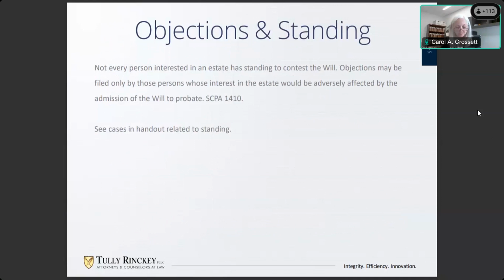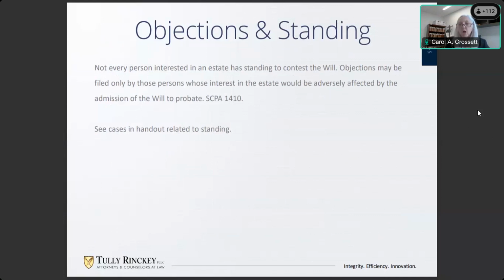So not every person interested in an estate has standing to contest the will. We're on slide 5 related to that. And objections may only be filed by those persons whose interest in the estate would be adversely affected by the admission of the will to probate. And it cites to SCPA 1410. And this relates to standing.